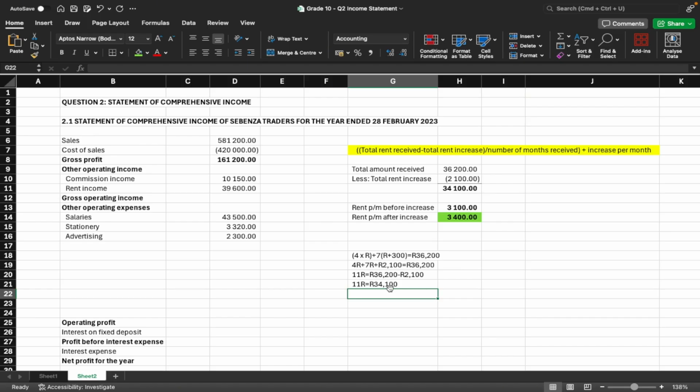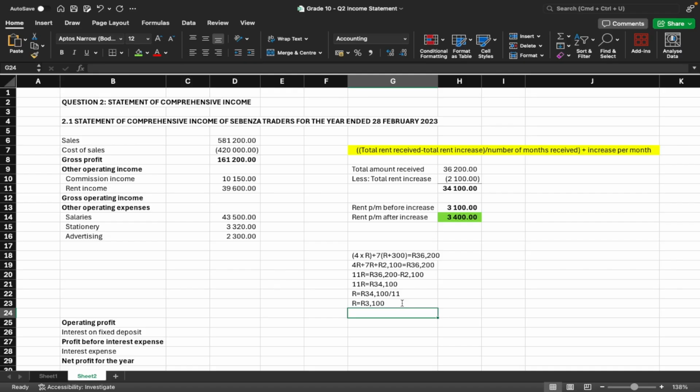So it's going to be 34,100 rand divided by 11. So r equals 34,100 rand divided by 11. There I have solved my r. So my r equals, what is 34,100 rand divided by 11? That will give me an answer of 3,100 rand. So I'm going to put here 3,100 rand. That gives me how much my rent was before the increase, 3,100 rand.